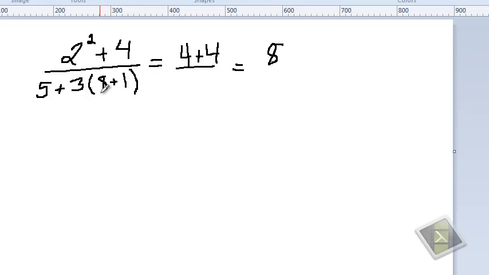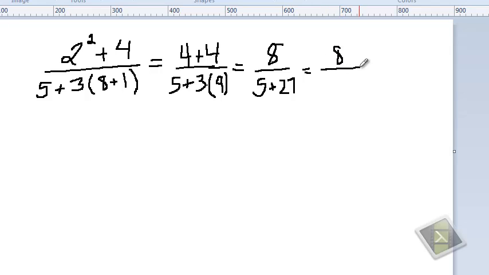Work inside the parentheses, because you have 8 plus 1 first. So the 5 plus 3 is going to go along with it. Then inside this parentheses, 8 plus 1 obviously is 9. Do your multiplication here, 3 times 9. So the 5 plus is going to keep dropping. 3 times 9 is 27. One last step on the bottom. You have 8 still on top, but on the bottom we have 5 plus 27. That's going to give me 32.